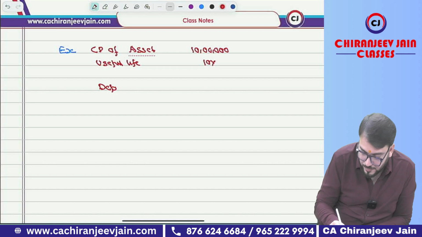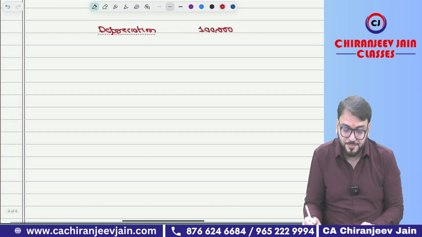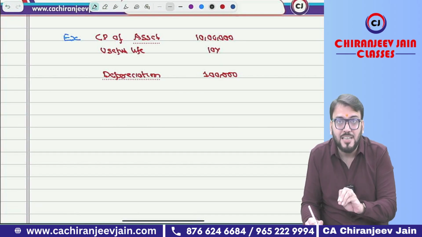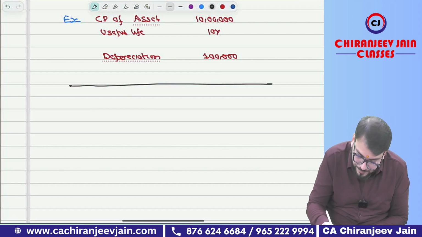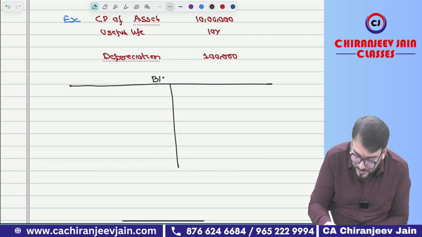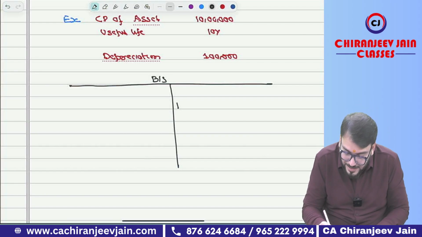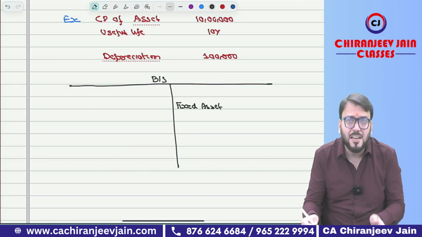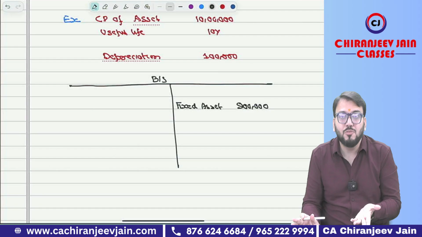So what is the depreciation? Depreciation is equal to 1 lakh. In this case, what journal entry you are doing? Depreciation to asset every year. Correct? It means when you are preparing balance sheet for year 1, your fixed asset will be how much? Here it is 10 lakh minus 1 lakh, directly 9 lakh. This will come, correct?